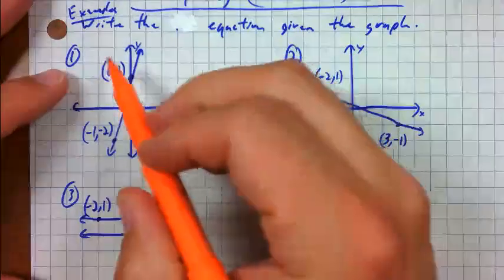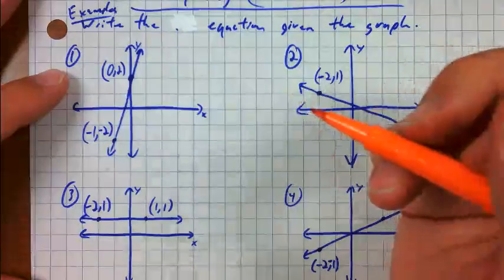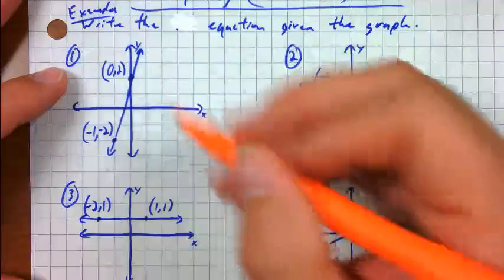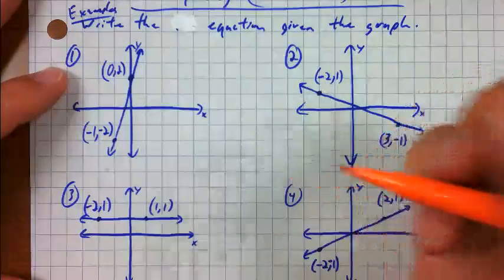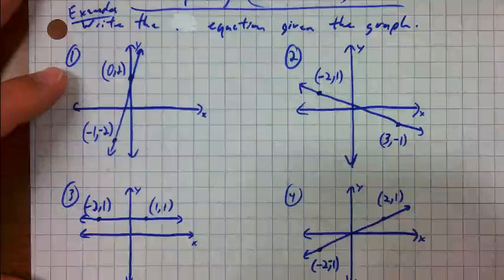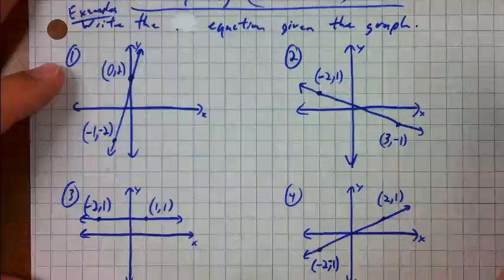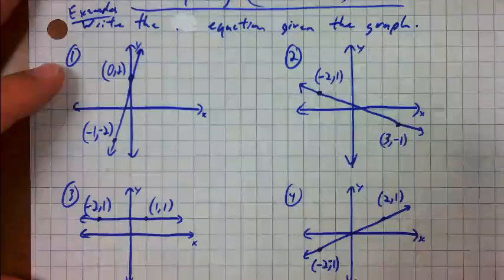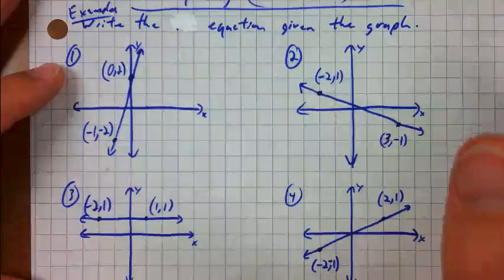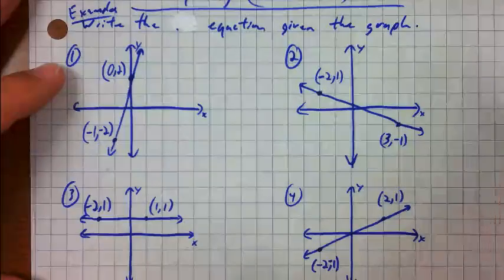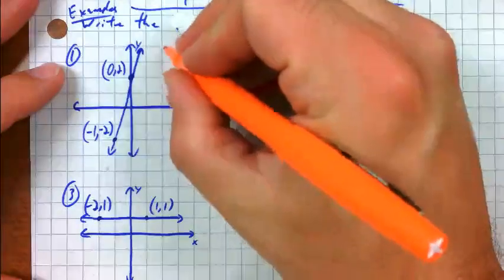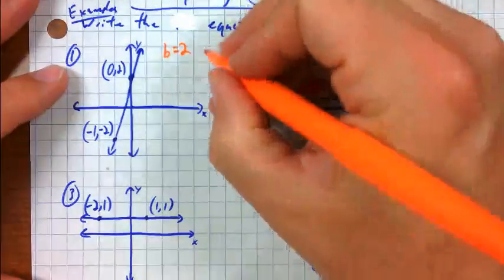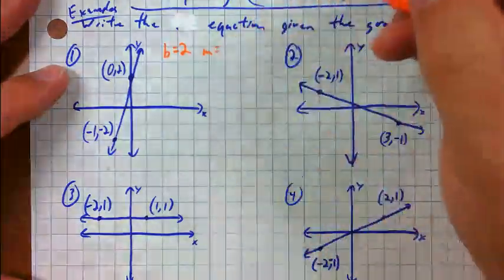So, number 1, we have our line. We can use one of 2 formats, either point-slope form or slope-intercept form. Now, I usually like to use slope-intercept, but we can only really use that if we can identify a y-intercept. Can we identify a y-intercept on this graph? Yeah, so let's use slope-intercept form. What would be my y-intercept? 2.